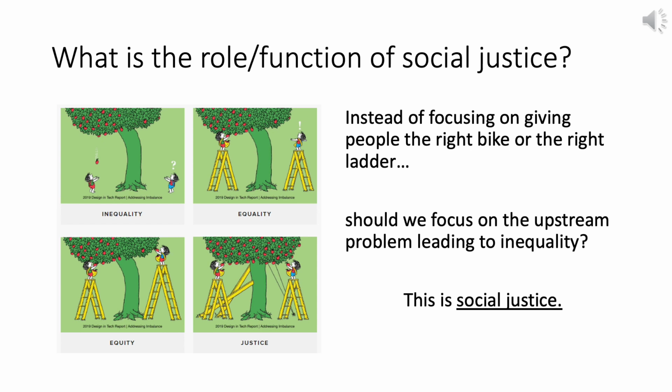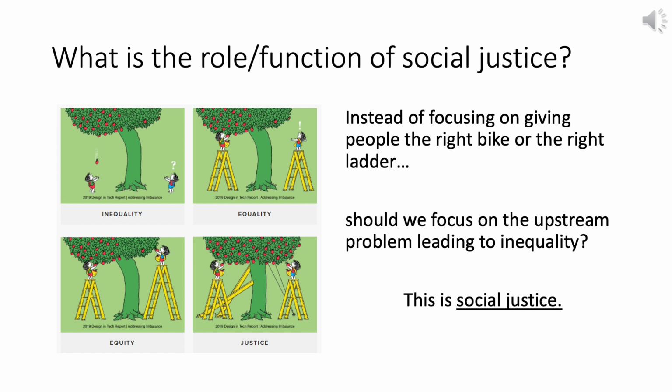I was intentional here in making sure that I included all of the images that you all have probably seen before in various lectures, but what we want to look at here is what is the role or function of social justice in relation to the conversation we just had. So instead of focusing on who needs what, instead of focusing on what size ladder does someone need, or are they getting a ladder that is tall enough, the direction is really moving towards understanding what is the upstream problem that is leading to the inequality in the first place.